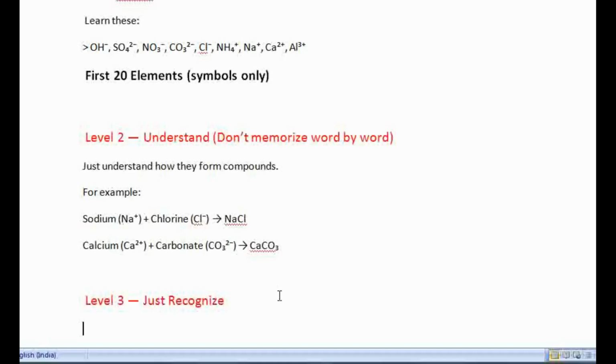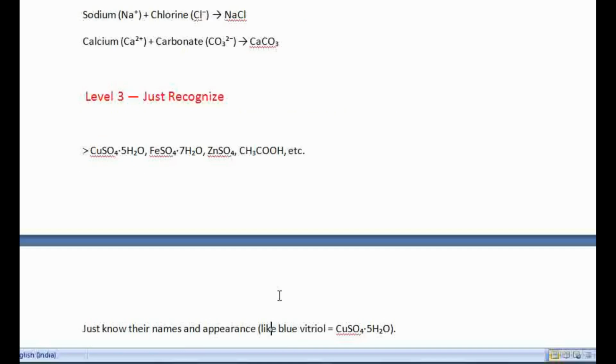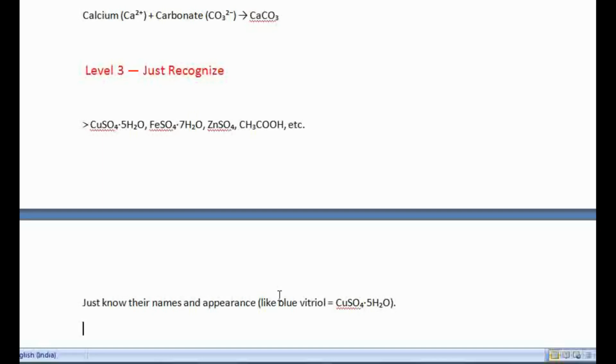Next, if you also got success, if you learned it, then go to level 3. Level 3 is just to recognize. You see them in book examples, but don't waste time memorizing them. Don't waste your time on memorizing these formulas. What are they? CuSO4·5H2O, like that. So just know the names and occurrence, like blue vitriol equals CuSO4·5H2O.